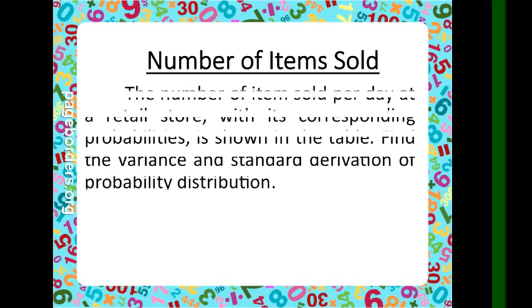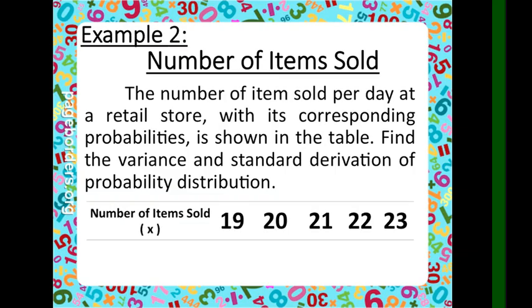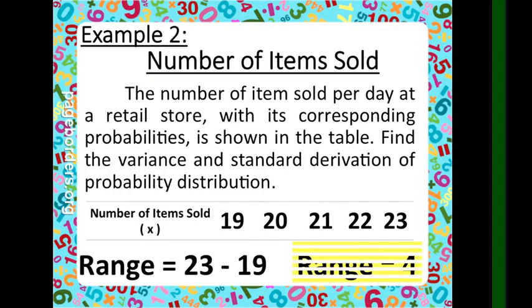Number of items sold. For example number 2, we have 19, 20, 21, 23, and 22. So what's the highest number? 23 minus 19. The answer is 4.